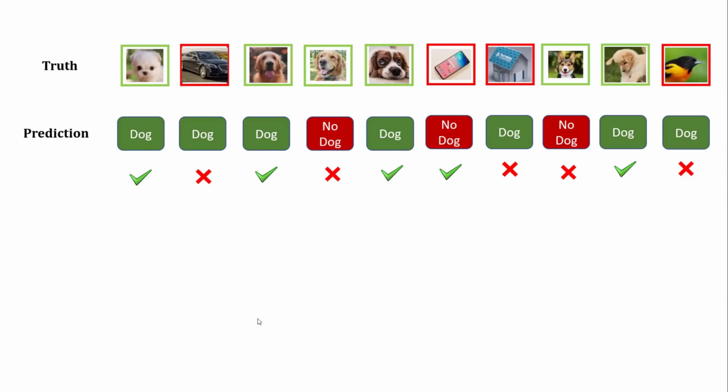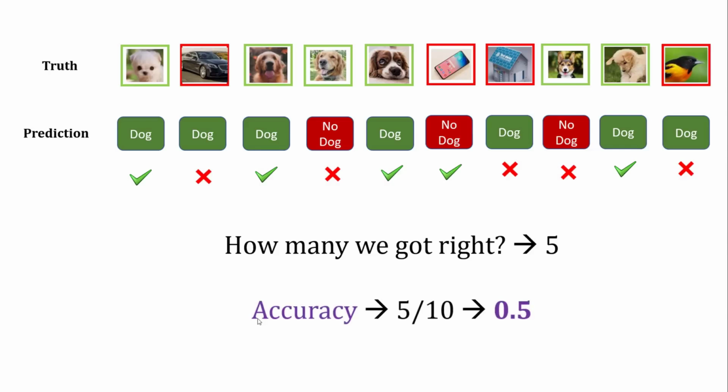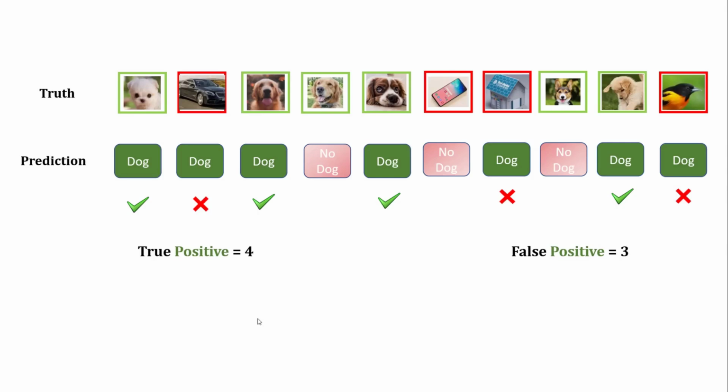So now I have marked all my predictions here. This shows, out of all my predictions, which are correct and which are wrong. We got a total of 5 right, and that is called accuracy. How many of your predictions you got right, doesn't matter whether positive or negative predictions. We got 5 out of 10 right, hence accuracy is 0.5.